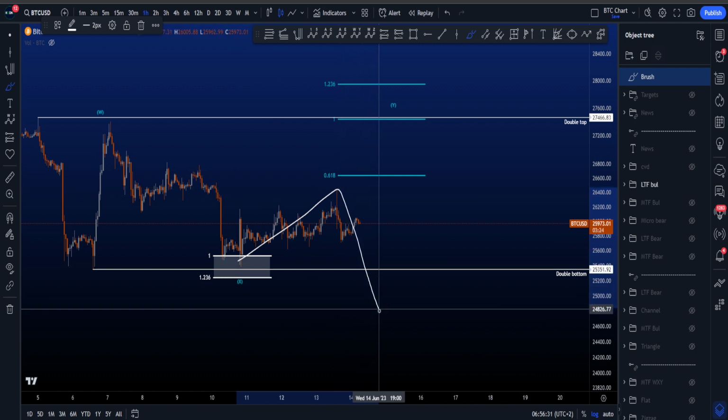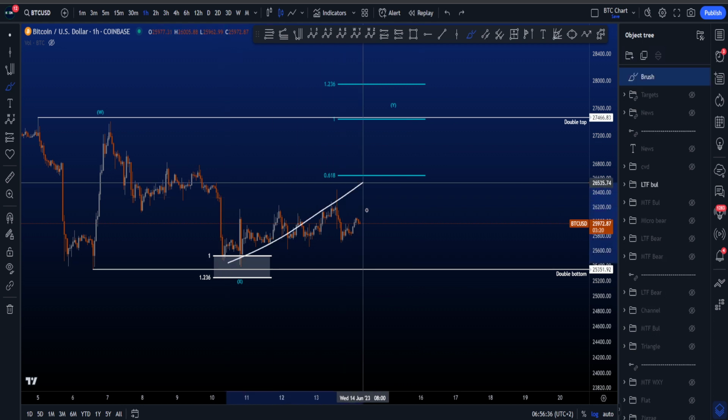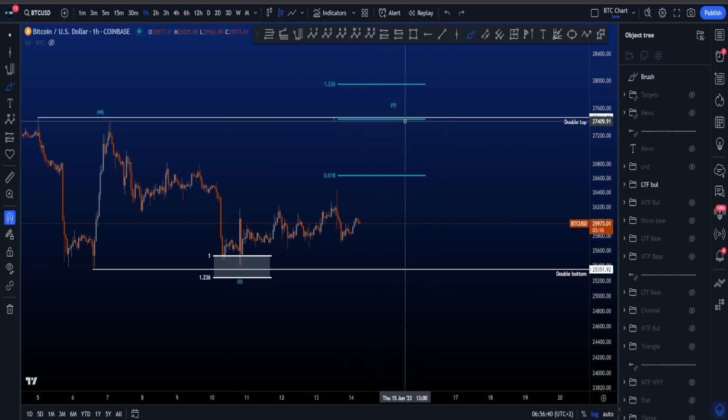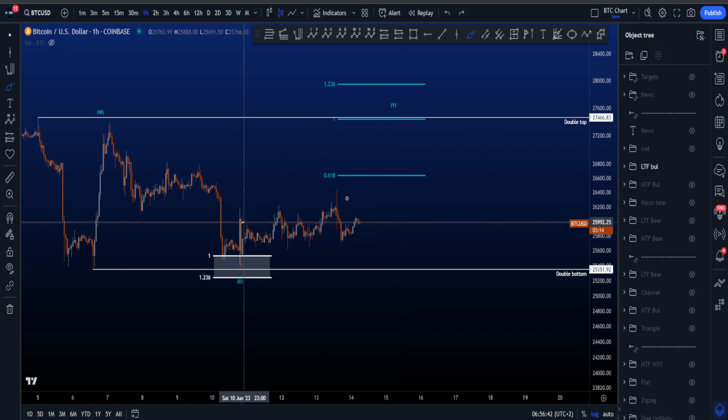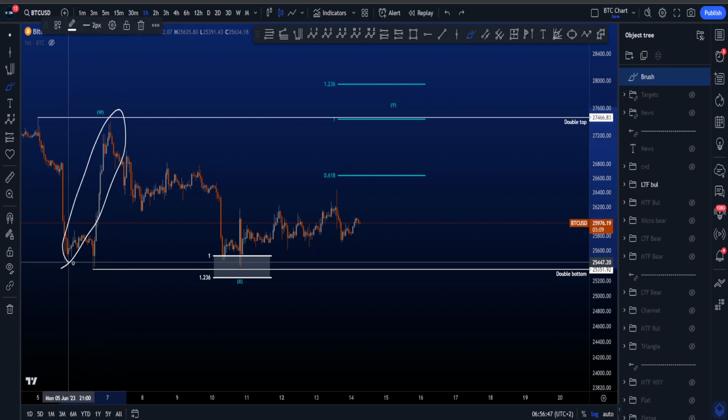then we have potentially a second structure and then a third structure in potentially an expanded flat scenario, which is a 3, 3, and then a 5-wave move to the upside, which could then be the end of wave Y. I do have to say that this structure is starting to become quite long in time. Like this W, of course, was very short in time.